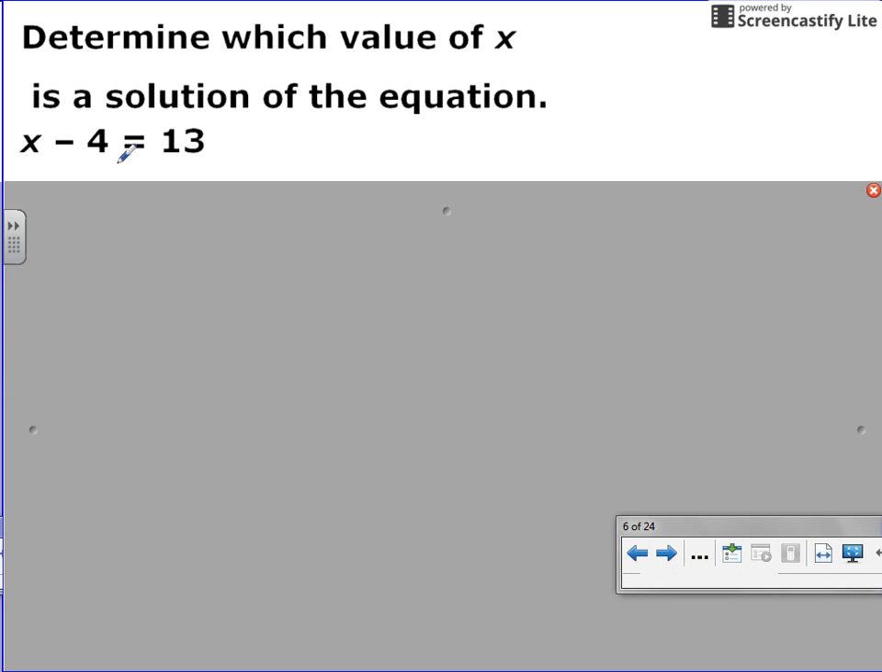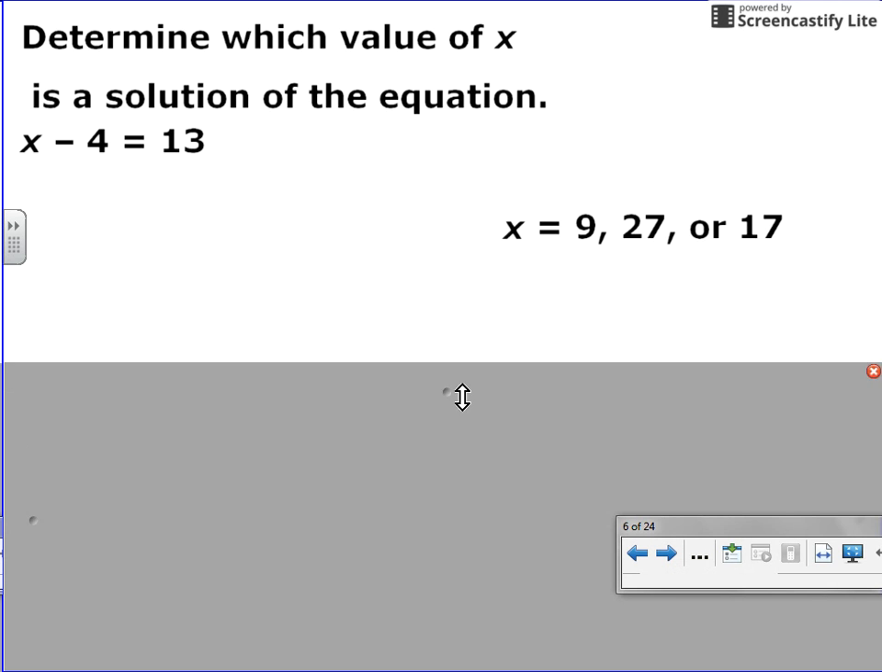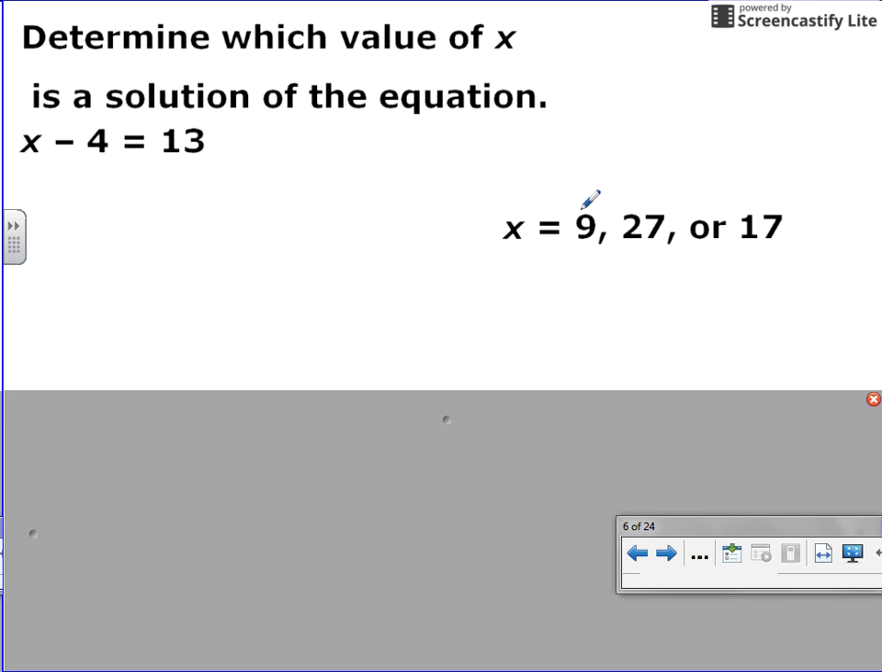Look at one other one. X minus 4 is 13. Okay, and we're trying to figure out what number works there. Here are your possible choices, 9, 27, 17. So what you need to do is start plugging in these values where x is in the equation. So you test 9 minus 4. Is 9 minus 4 13? Nope. That's only 5. So 9 is not going to work. If it had said plus 4, that would have worked.